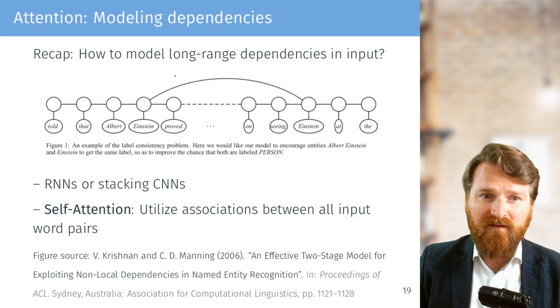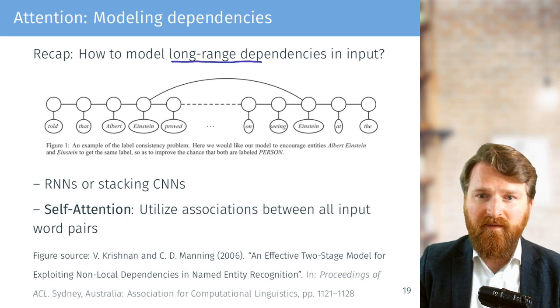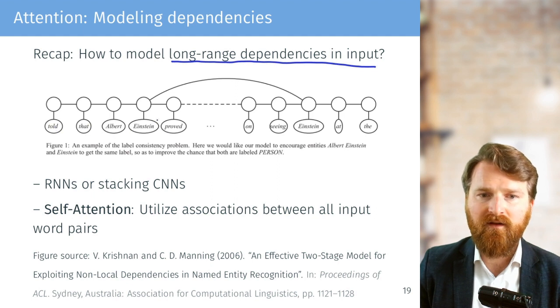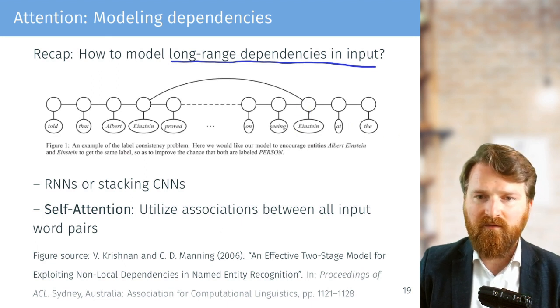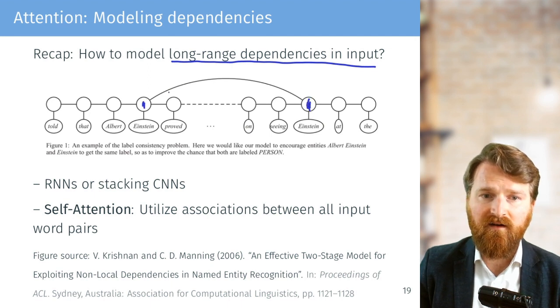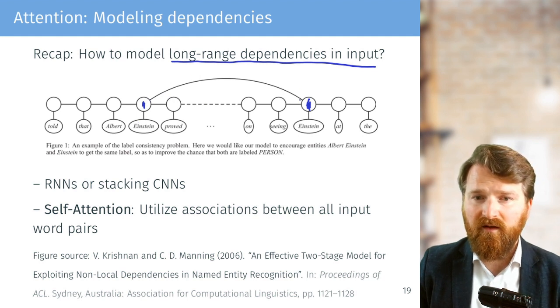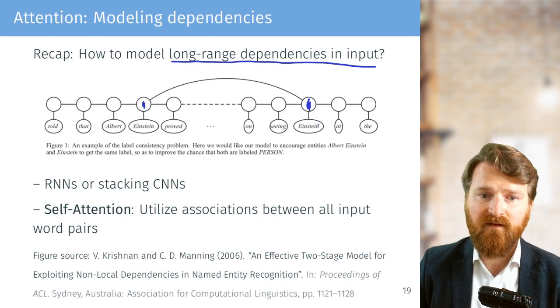So the problem here is how to model long-range dependencies in input. For example, here we want to do named entity recognition, and we have tokens here: "Albert Einstein proved blah, blah, blah," and later on seeing Einstein. What we want to model, for example in entity recognition, is that this Einstein here is the same Einstein here, or at least we have a mention of Albert Einstein, which could help us to better predict this Einstein as the entity, or maybe the same entity exactly.